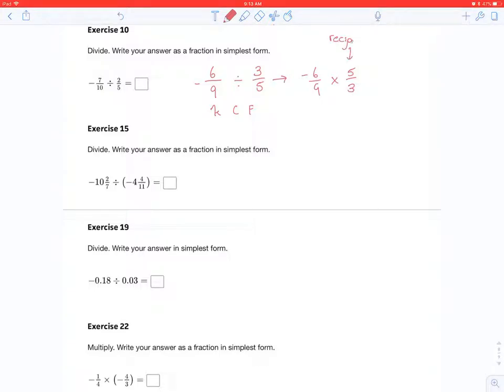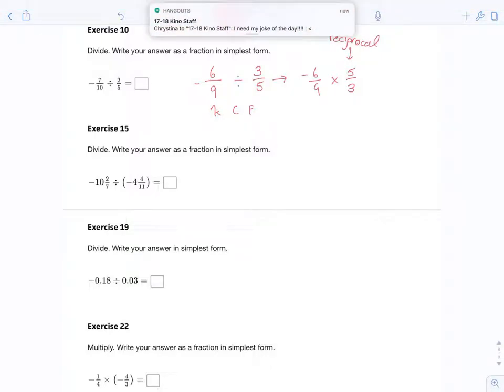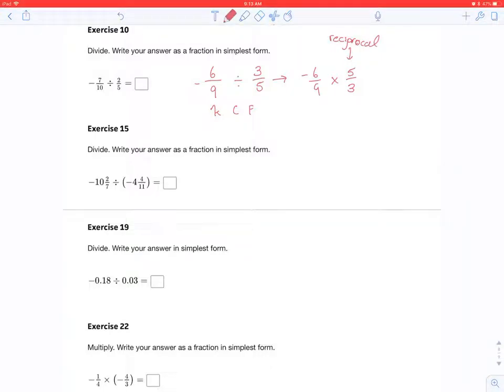Reciprocal. Good vocabulary word to know. And then we're going to need to multiply this out. -6 times 5 is going to give you -30, and then 9 times 3 is 27, which can simplify into -1 and 3 over 27. Whoops, I ran out of space. Which further simplifies to -1 and 1/9.